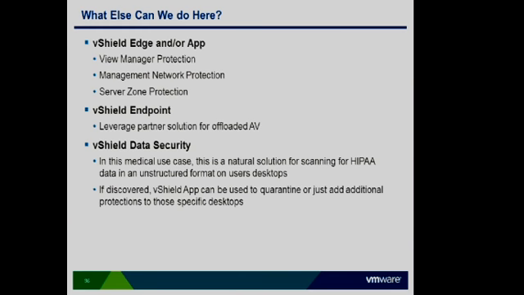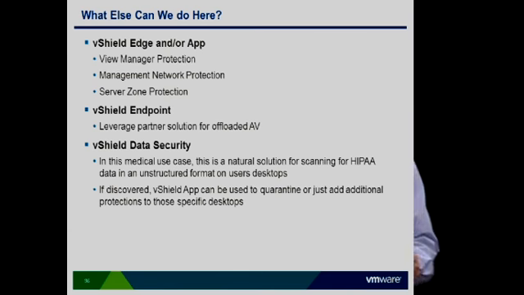What else can we do here? These are things that we didn't even really talk about, but we can leverage Edge and App for actually protection of the View server, the View components, our management components. Now that vShield Edge can actually do routing and not NAT, we can use it in a much cleaner method to go ahead and actually protect our management network with vShield App and our management systems.